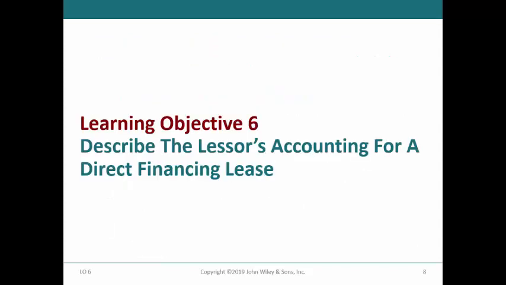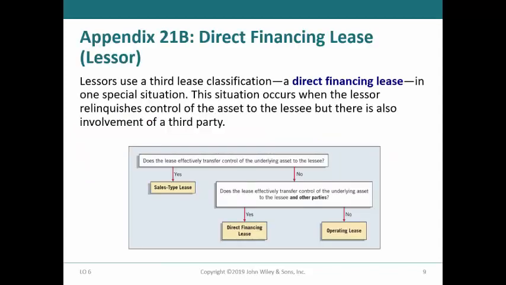In this learning objective, we will describe the lessor's accounting for a direct financing lease. In the chapter, we discussed two types of leases for lessors: sales-type leases and operating leases. We are now going to discuss a third type of lease called a direct financing lease. This type of lease involves a third party besides the lessee and lessor. The third party guarantees the residual value to the lessor.